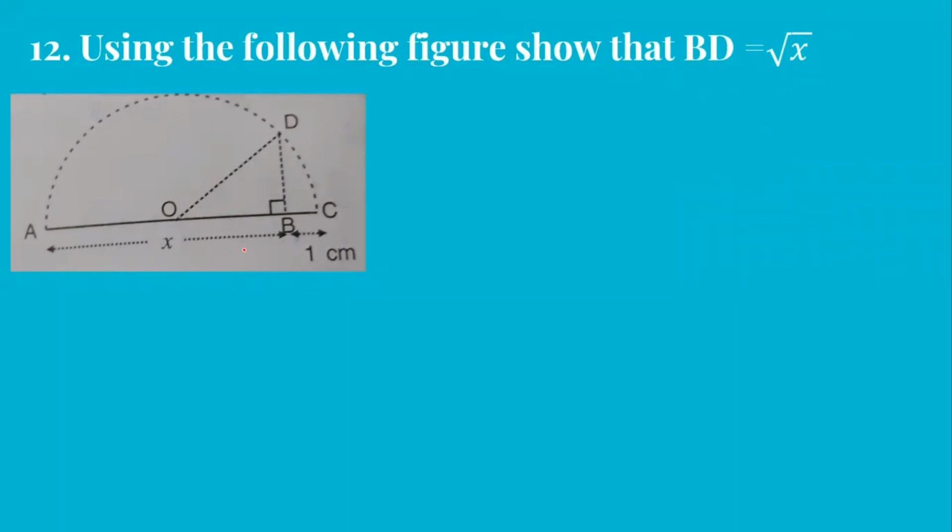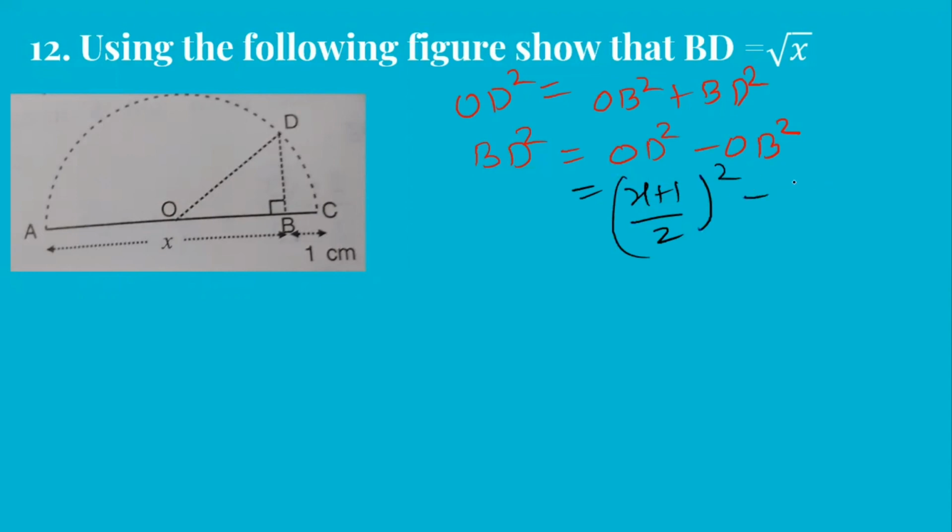Let us use Pythagoras theorem here. By using Pythagoras theorem, we have OD square is equal to OB square plus BD square. So if you have to target BD square, you get BD square is equal to OD square minus OB square, right? So let us substitute the value here now. OD square, we had calculated as x plus 1 upon 2, the whole square, minus OB, we have calculated x minus 1 upon 2, the whole square.